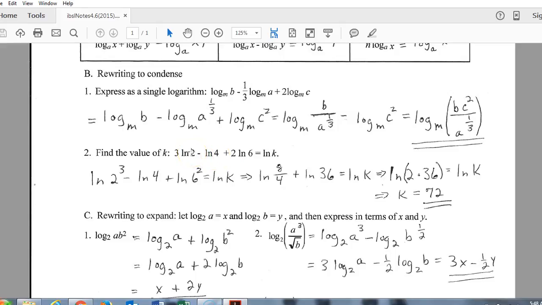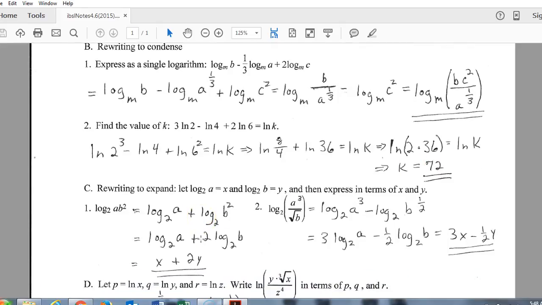So I would say, let's do 2 to the 3rd power times 6 to the 2nd power. All that's going on top. And then I'm going to divide that by 4. And that gives me this look that you see here. So I'm looking at the natural log of 72. If I compare that to the natural log of something, that means my k is sitting in place of the 72. So that's where we get our solution for k.